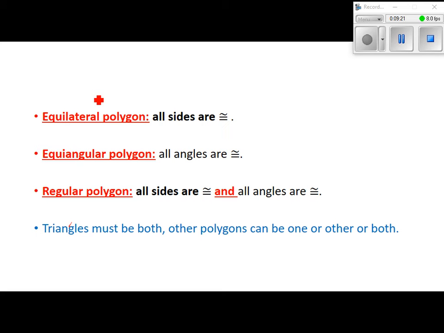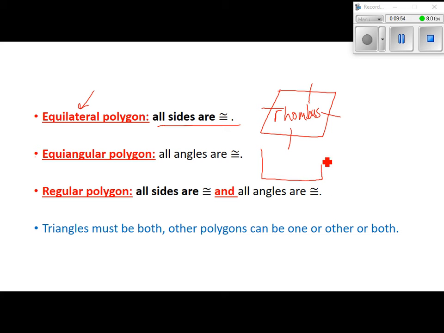Next, an equilateral polygon: all the sides are congruent. Lateral means sides. So if I'm doing a 4-sided polygon, a quadrilateral, and I want a shape where all the sides are congruent, a lot of people are going to say a square, but a rhombus also works. We know all the sides are congruent, but we don't know all the angles are congruent.